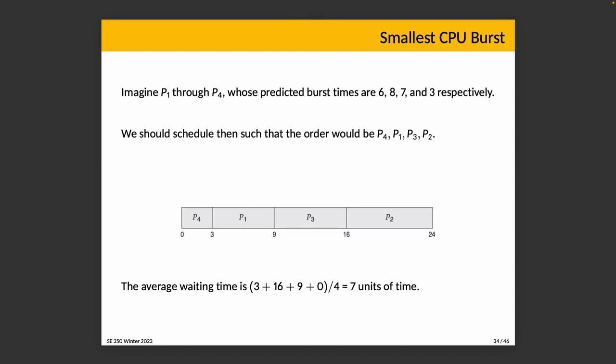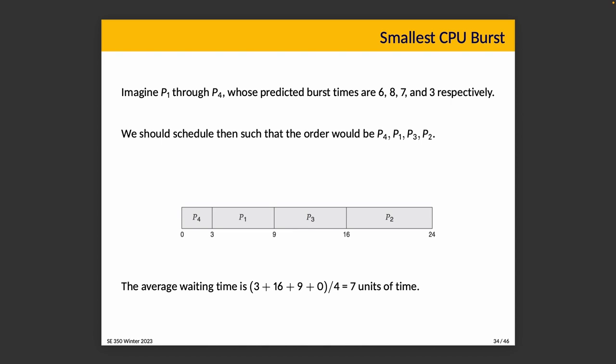So if we have four processes, P1 through P4, whose predicted burst times are 6, 8, 7, and 3, respectively, we would schedule them such that the order is P4, P1, P3, and then P2. Again, this is not a promise that these are the actual CPU burst times, but our prediction is that the average waiting time then is 3 plus 16 plus 9 plus 0. It's the wait time for P1 plus the wait time for P2 plus the wait time for P3 plus the wait time for P4, which is 0 because it goes first. And dividing it by 4 produces the average wait of 7 time units. Time units are, again, whatever you think is sort of reasonable for the scale that we're looking at.